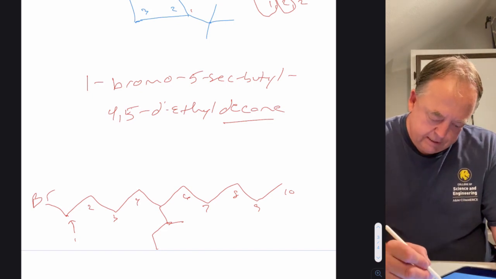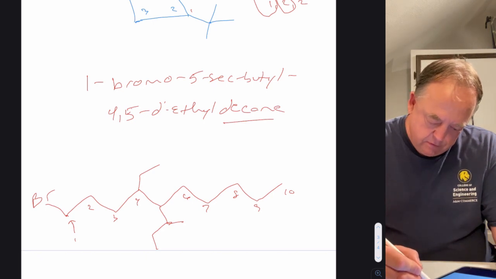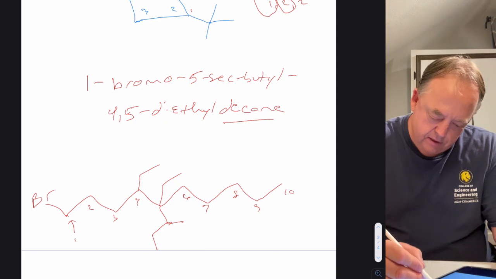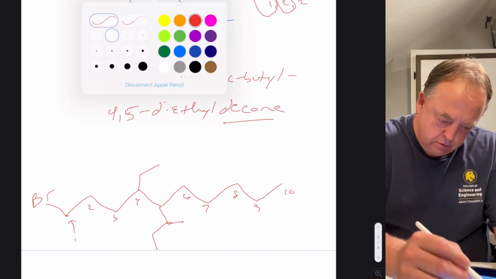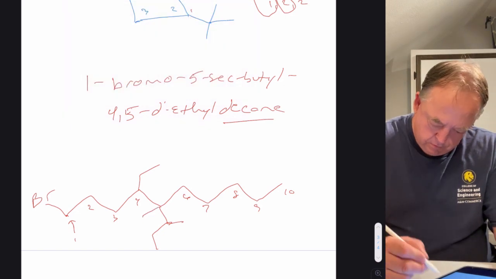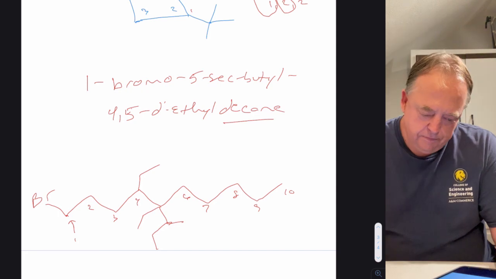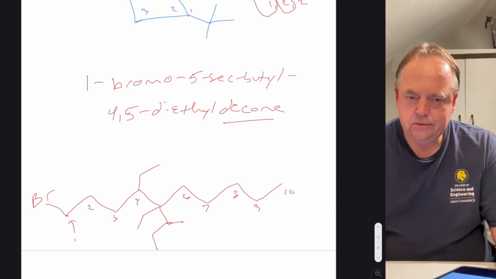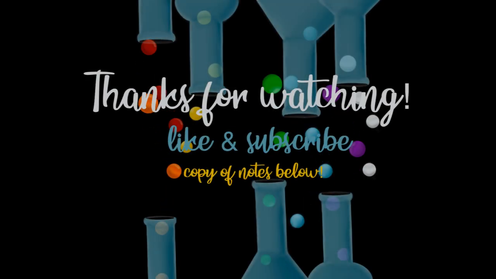And then 4 has an ethyl, so that's a 2 carbon chain. And then 5 also has an ethyl. So you could draw it like that, that's perfectly fine. You could have drawn it down here like this. That's fine too, and that's probably how it will commonly be drawn. But it doesn't matter to me. As long as you have things attached to the right carbon, that is good enough. Okay, we'll stop there.